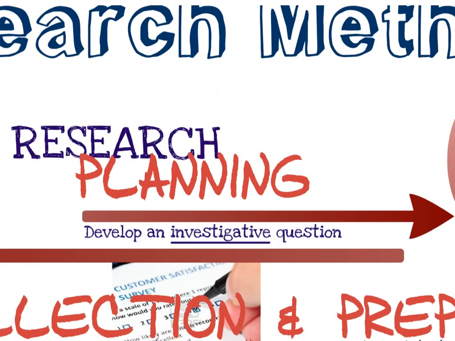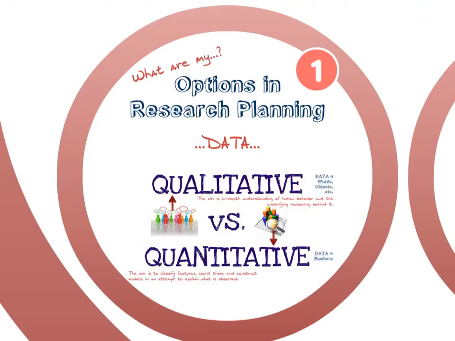In research planning, you're kicking off your investigation. You're kicking off your search for new information, new conclusions. So what starts any kind of research is asking a question, asking a really good investigative question. As you think about what kind of research you're interested in doing, you have a few options. So one of your options is about the data. What kind of data are you really interested in collecting?